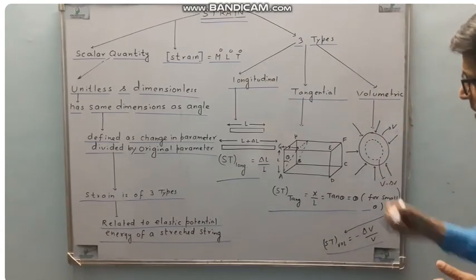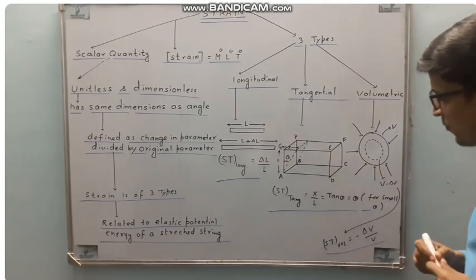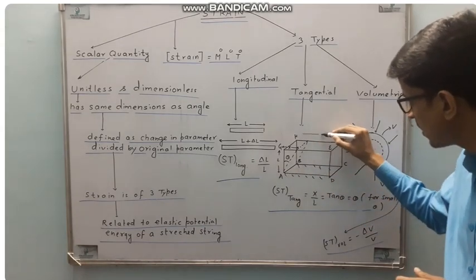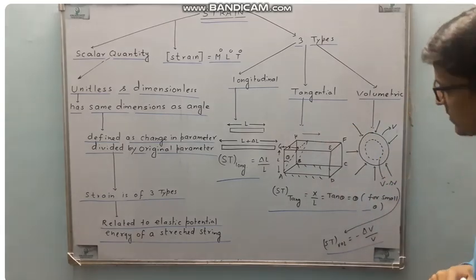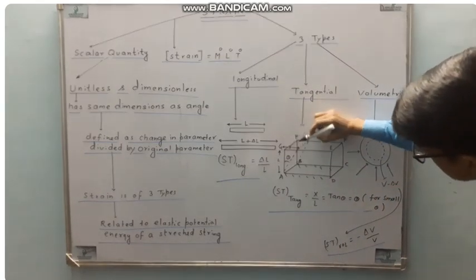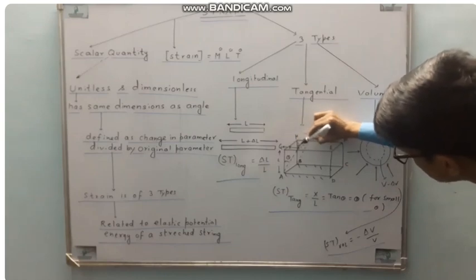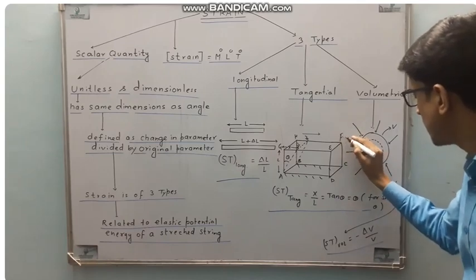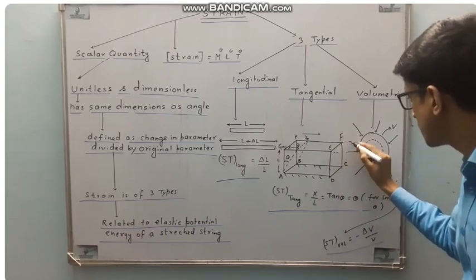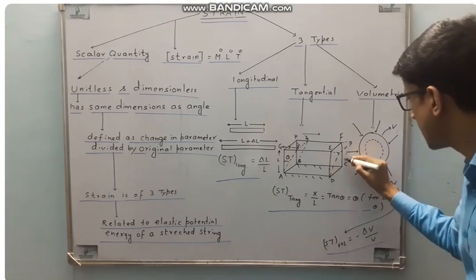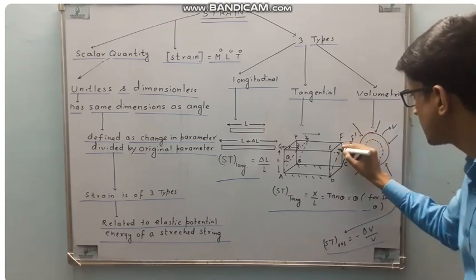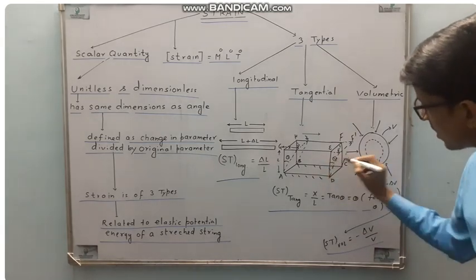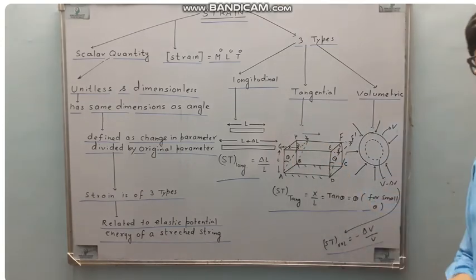Similarly for tangential strain, suppose this is a cube, you fix the lower face of the cube and apply a force tangentially to the upper surface, and suppose that this point G comes over here to G dash, this point H comes over here to H dash, and this entire face gets shifted like that. This is F dash and this is E dash. So suppose this angle is theta, and suppose this perpendicular length is L.